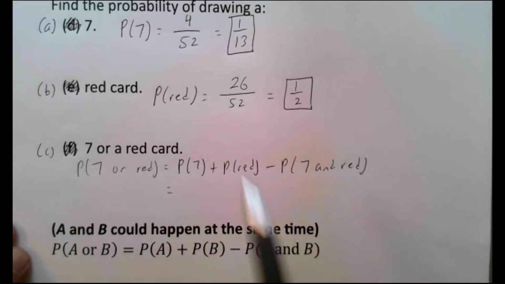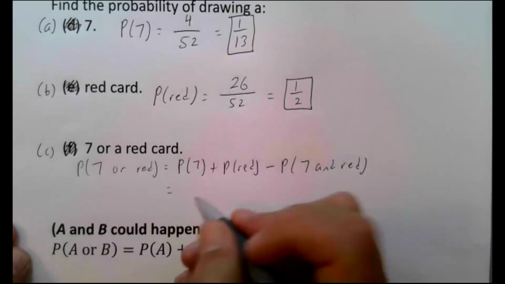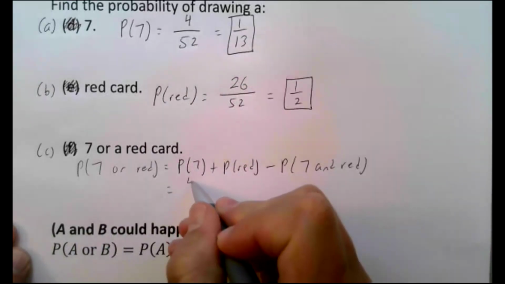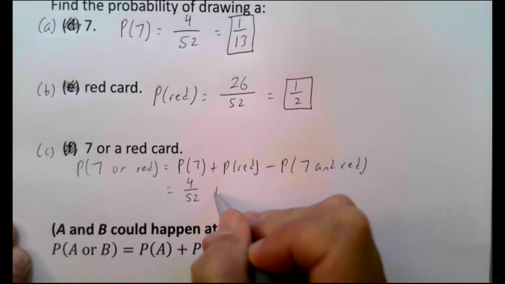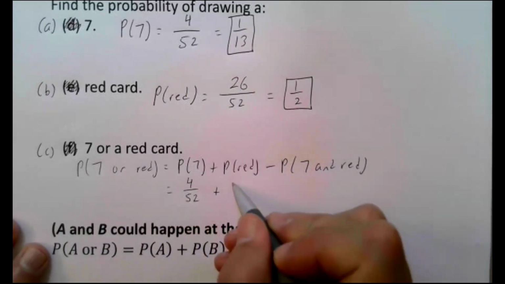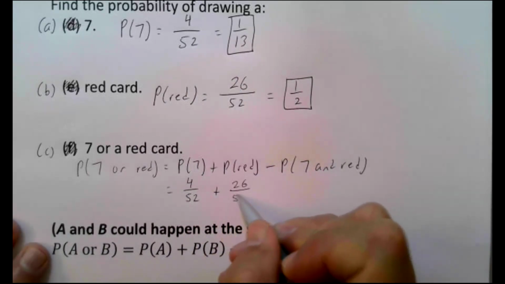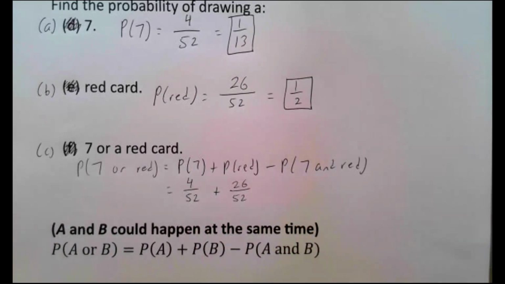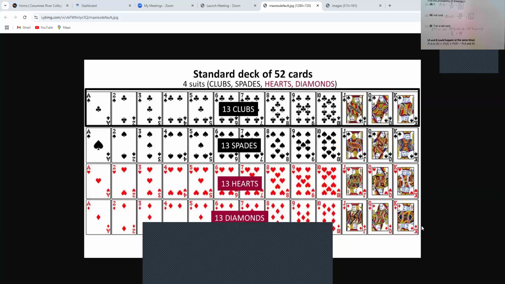So what's the probability it's going to be a 7? Well, we just did that up here, right? I know we reduced it to 1/13. I'm going to keep it over 52 for the moment. There's 4 out of the 52 cards that are sevens. There are 26 out of the 52 cards that are red. Now think about it. If I didn't have this subtraction part, 4 plus 26 would be 30. Are there really 30 out of the 52 cards that meet one of those criteria? I don't think there are. I think that's too many.